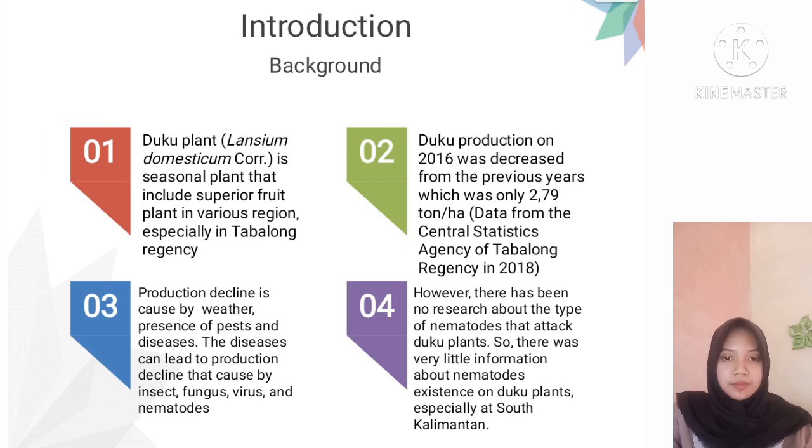Background. First, Duku is a seasonal plant that is a superior fruit plant in various regions, especially in Tabalong Regency. But Duku production in 2016 experienced a reduction from previous years, which was only 2.79 tons per hectare. The production decline is caused by weather, presence of pests, and disease.